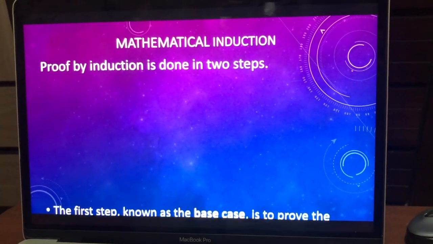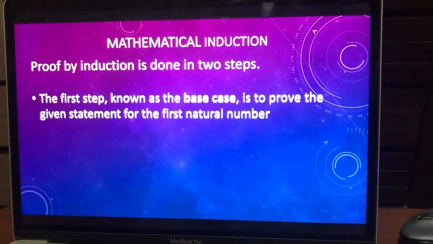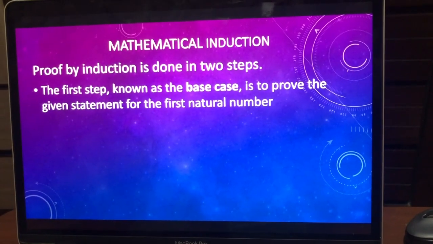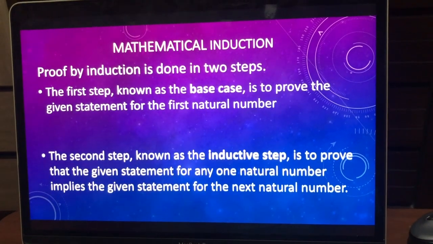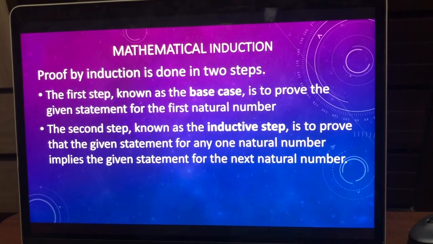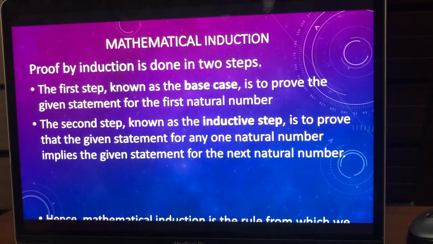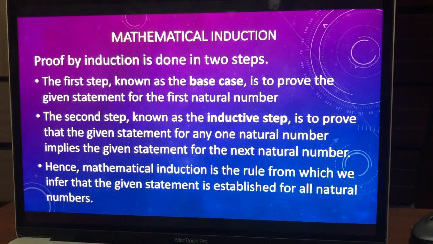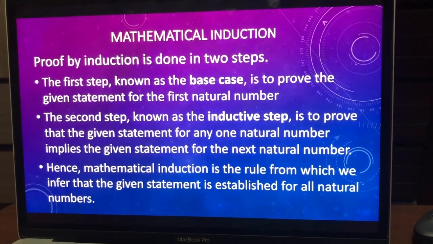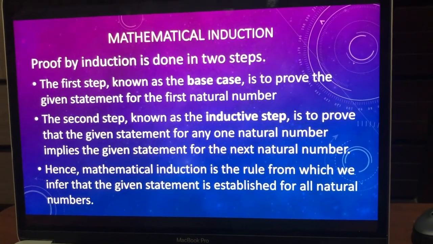Proof by induction is done in two steps. The first step, known as the base case, is to prove the given statement for the first natural number. The second step, known as the inductive step, is to prove that the given statement for any one natural number implies the given statement for the next natural number. Hence, mathematical induction is the rule from which we infer that the given statement is established for all natural numbers.